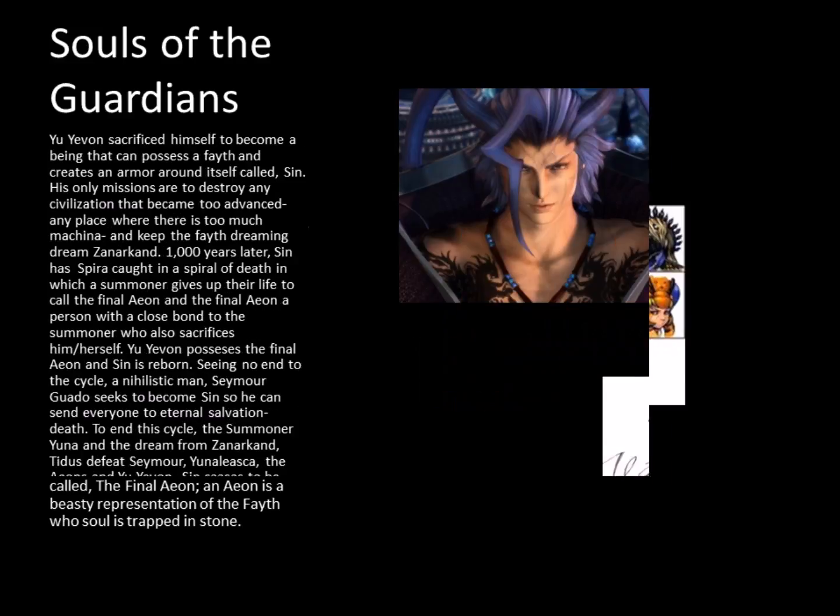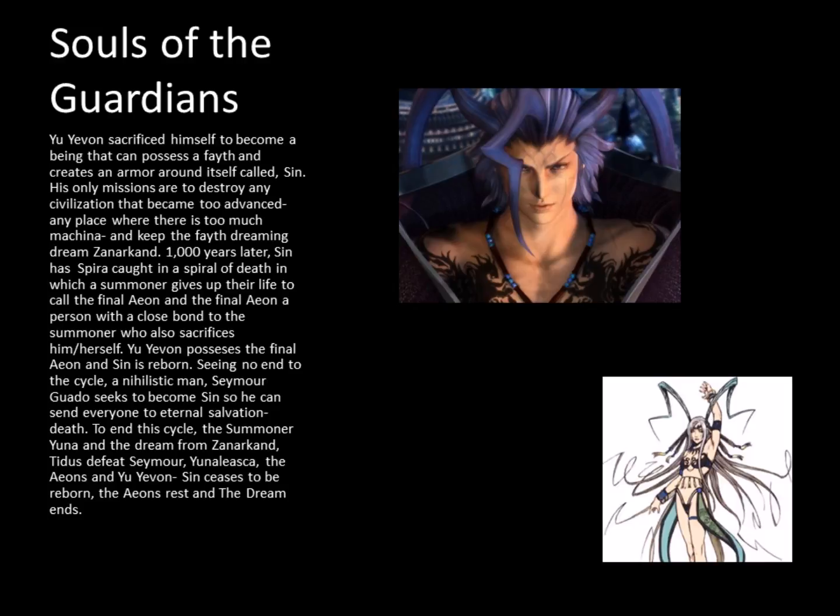However, Yu Yevon sacrifices himself to become a being that can possess a fayth and creates an armor around itself called Sin. His only mission is to destroy any civilization that became too advanced, any place where there's too much machina, and to keep the fayth dreaming up Dream Zanarkand. 1,000 years later, Sin has Spira caught in a spiral of death in which a summoner gives up their life to call the Final Aeon, and the Final Aeon is a person with a close bond to the summoner who also sacrifices him or herself. Yu Yevon possesses the Final Aeon, and Sin is reborn.